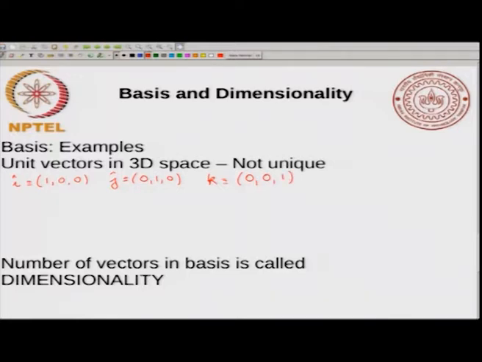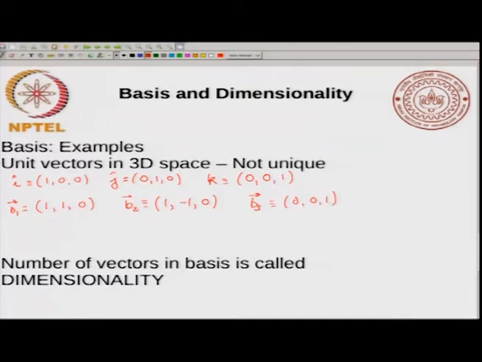What is important is that these are not unique. These are not the only bases that you can have. You can have other bases also. For example, you can have a vector, let us say b1 equal to 1 1 0, b2 equal to 1 minus 1 0, and b3 equal to 0 0 1.